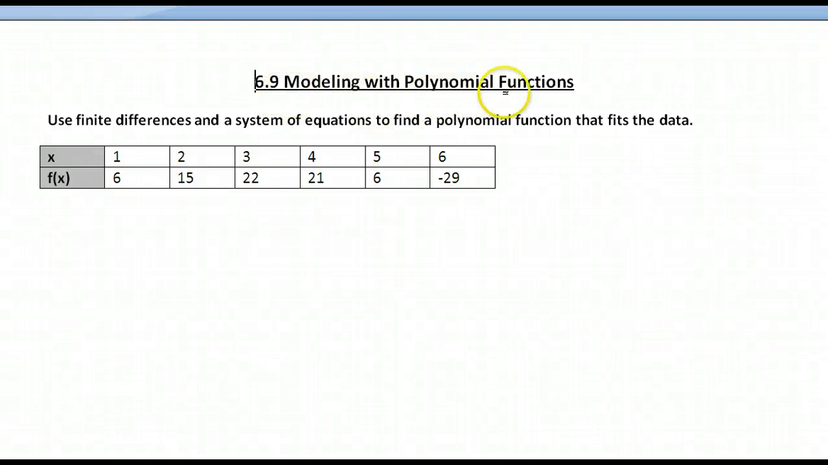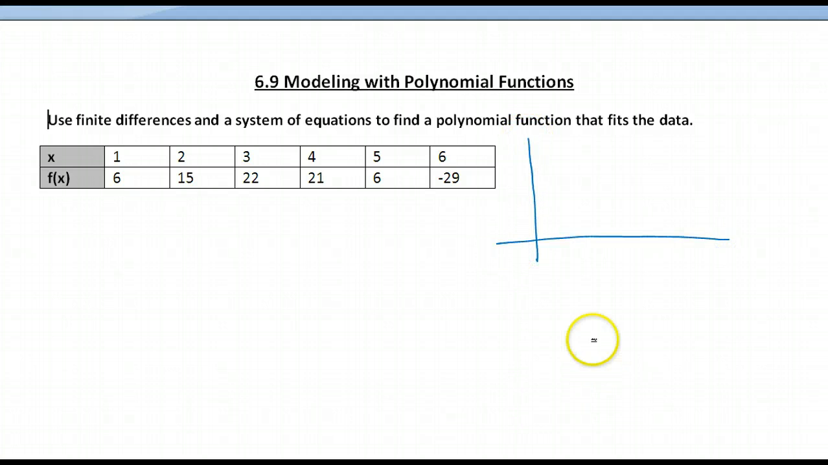To model with polynomial functions, we're going to write the polynomial function that's represented by this set of numbers. In order to do that, we first need to figure out what kind of polynomial we're working with. If we make a quick sketch of this set of numbers, when x is 1, f of x, our output is 6. When x is 2, our output is 15.